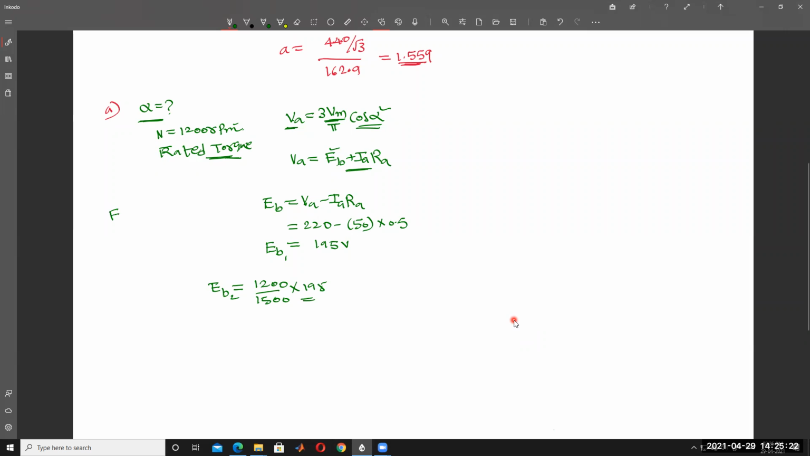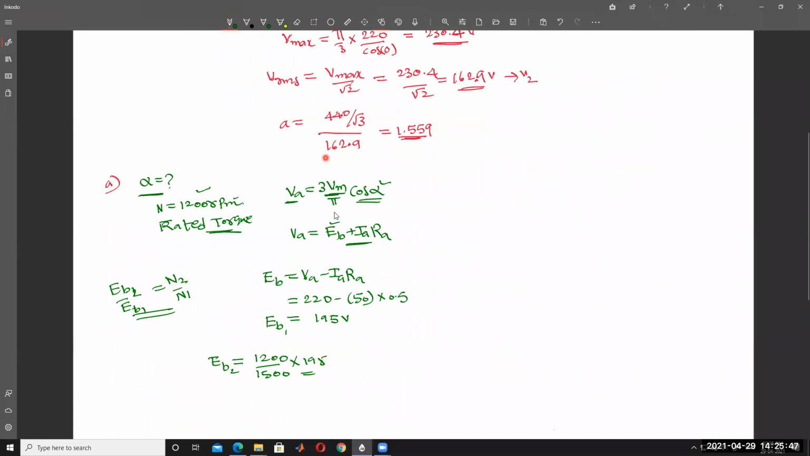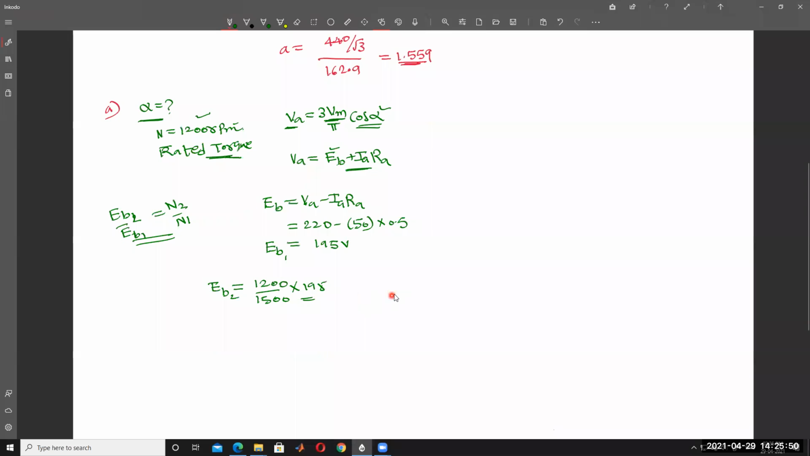You know the relation EB2 by EB1 is equal to N2 by N1. From this relation, EB2 is equal to 1200 by 1500 into 195, where N2 is the speed 1200 RPM, N1 is the speed 1500 RPM, and EB1 is 195. Then you will get the back EMF with respect to 1200 RPM: 156 volts.